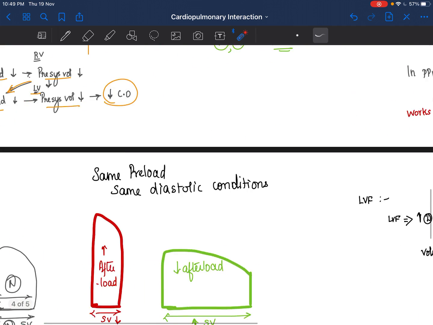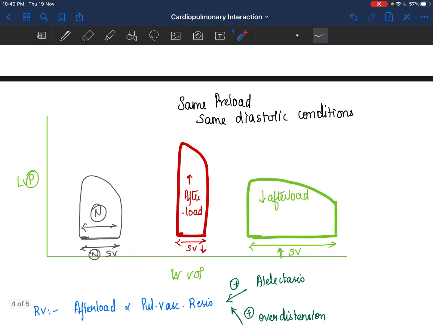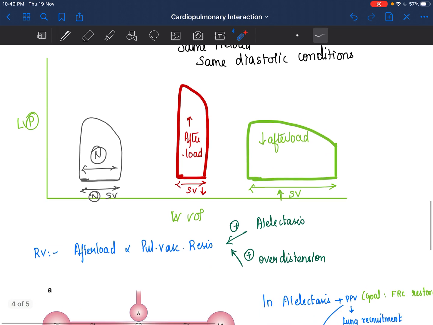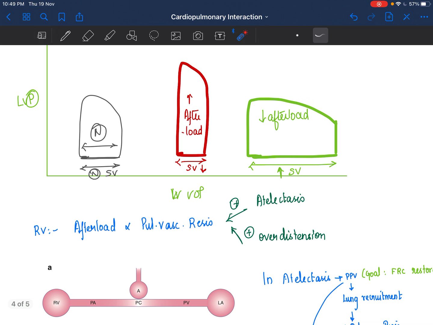So, this is again the same representation in a graphical format, where volume is on the x axis and pressure is on the y axis. This is normal. If you have an increased afterload, you have an increase in pressures because your ventricle has to work too hard, but the output is not that much, the stroke volume reduces. Whereas if your afterload reduces, you have an increase in stroke volume. This is about your left ventricle. So, for the left ventricle, afterload reduces.